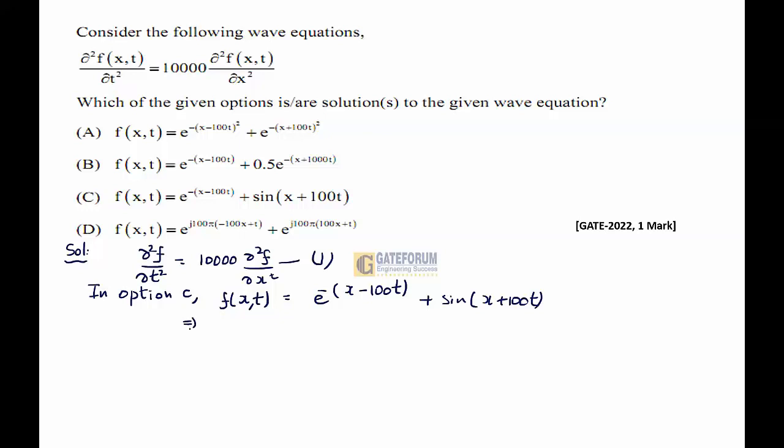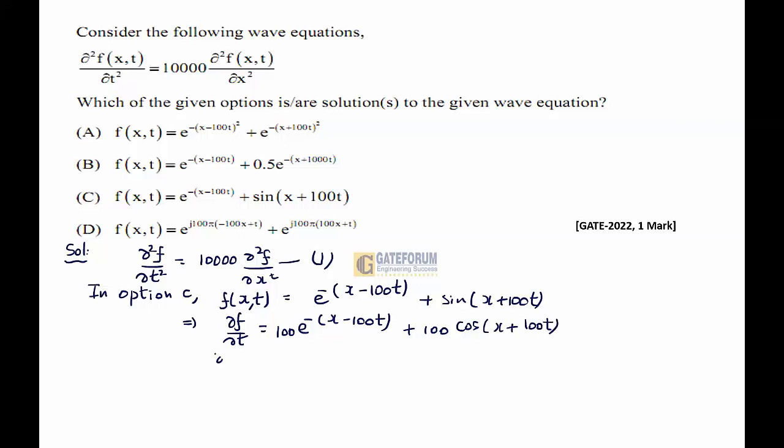So find both second order partial derivatives with respect to t and x respectively. ∂f/∂t: with respect to t partially means x is constant. So the exponential derivative is itself, e to the power minus of (x minus 100t), and now the t coefficient is plus 100, so it has to multiply by 100. Similarly, the derivative of sine of (x plus 100t) is cos of (x plus 100t) times 100, so 100 times cos of (x plus 100t).